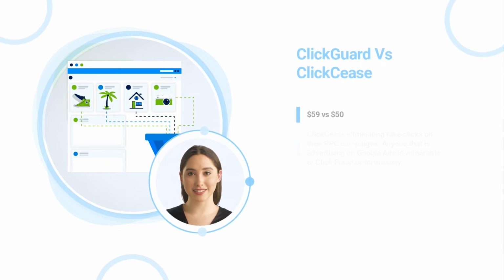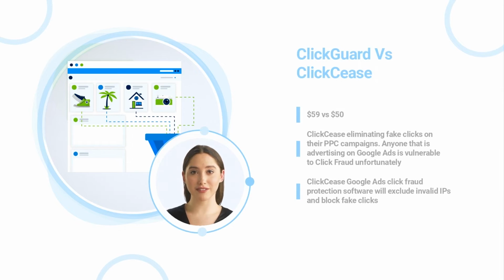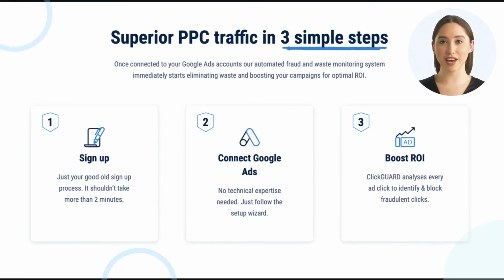ClickGuard vs ClickCease. ClickCease starts at $50/month, while ClickGuard starts at $59/month. ClickCease eliminates fake clicks on PPC campaigns. Anyone advertising on Google Ads is vulnerable to click fraud, unfortunately. ClickCease Google Ads click fraud protection software will exclude invalid IPs and block fake clicks. Preventing click fraud on Google Ads is just one piece of the puzzle.